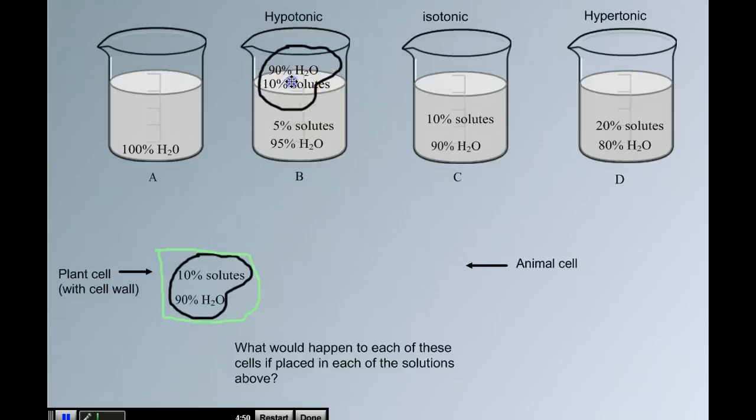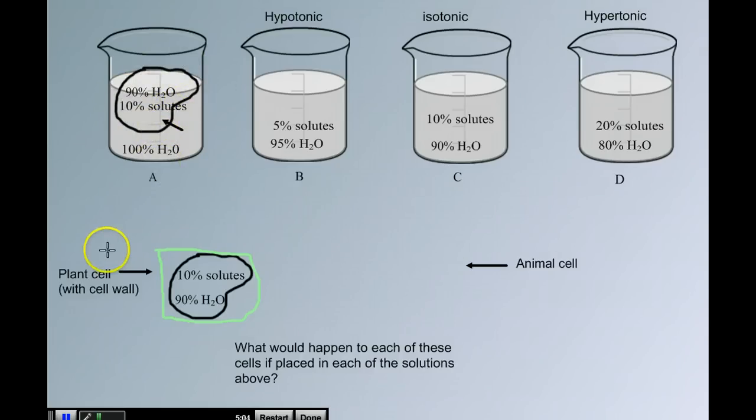Our final solution is 100% water, which is always the most hypotonic you can get. It has 0 dissolved solutes. And so we should know by now that water is going to want to move in. And it could move in such an amount that this animal cell swells up so much that it bursts. The cell could fill up so much that it basically just explodes. We call that lysis.